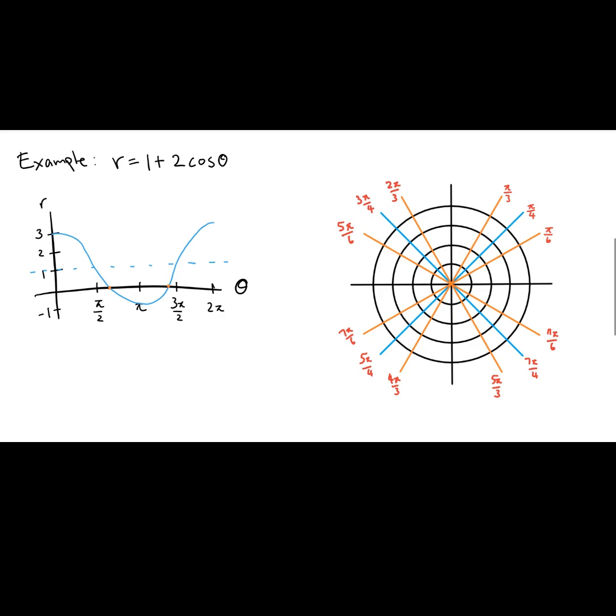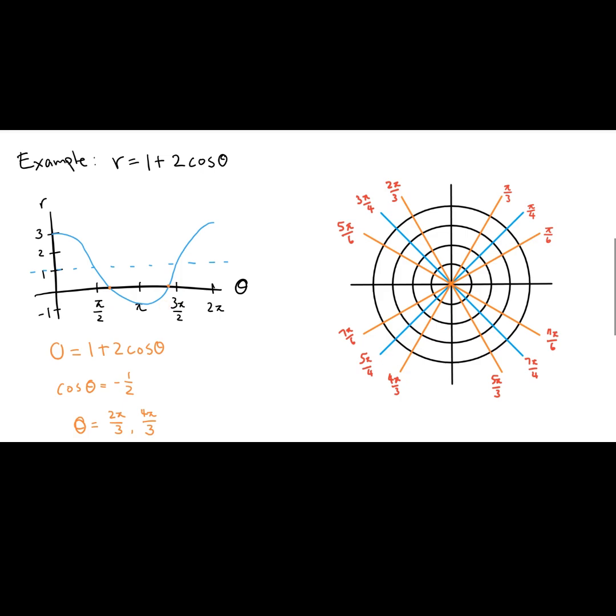when r equals 0. So we can set up this equation 0 equals 1 plus 2 cosine theta, or cosine theta equals negative 1/2. So from here we can find out that theta equals 2 pi over 3 or 4 pi over 3. There's various different ways to check your answer, but the easiest way is just realize that 2 pi over 3 is in between pi over 2 and pi, and 4 pi over 3 is in between pi and 3 pi over 2.